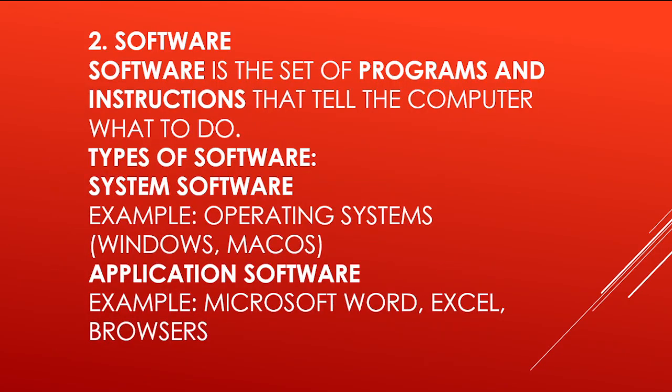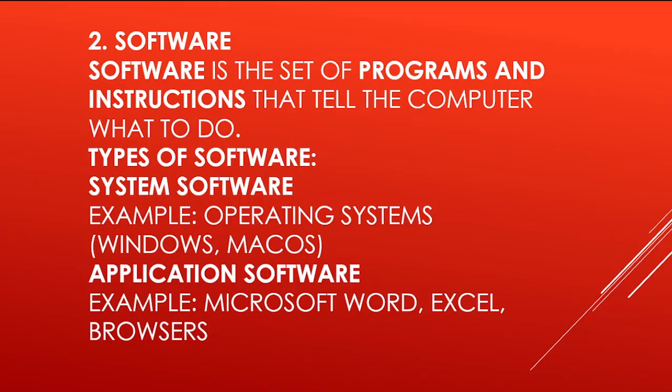Then software. Software is a set of programs and instructions that tell the computer what to do. And these are parts of the system that you can only see but you cannot touch. So types of software, we have system software. Example of system software, we have operating systems.